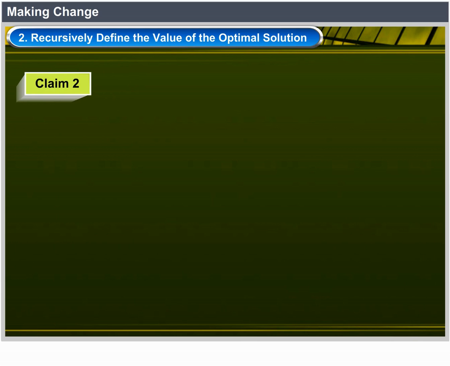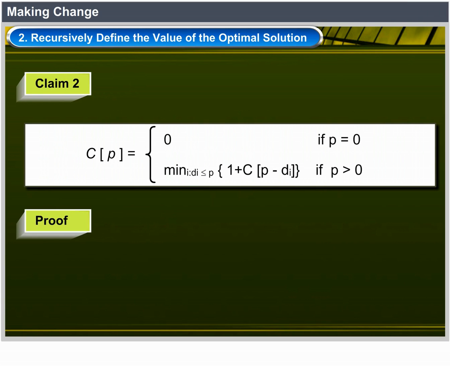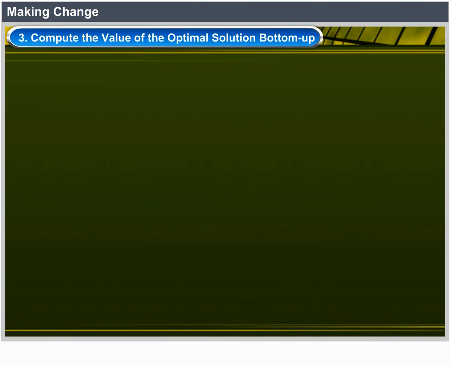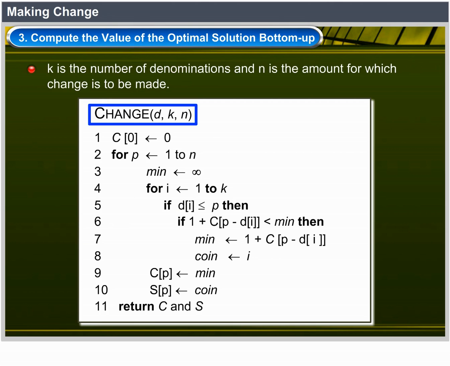Claim 2 is shown in this figure. Proof. The correctness of this recursive definition is embodied in the paragraph which precedes it. Compute the value of the optimal solution bottom up. Consider the following piece of pseudocode shown in this figure, where D is the array of denomination values, K is the number of denominations, and N is the amount for which change is to be made.